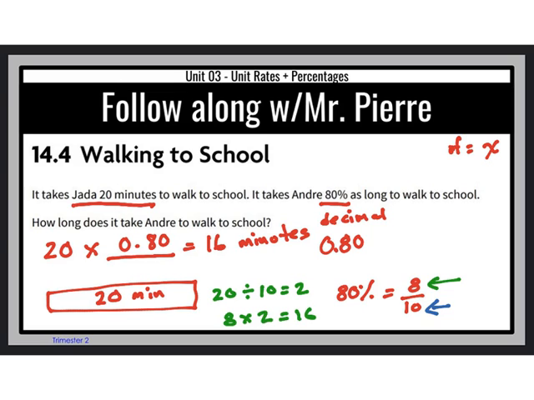So we see that there's a couple different ways that we could do this. The choice is yours if you want to use the fractions or if you want to use the decimals. But what's important is to recognize if we're finding 80% of the 20 minutes, hopefully we recognize that it has to be less than what Jada took, which was 20 minutes.